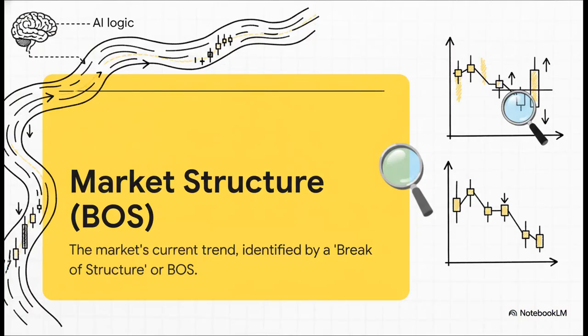First up, it's got to figure out which way the wind is blowing. Is the market going up or down? It does this by looking for what's called a break of structure, or BOS. Basically, if the price smashes past a recent high, the indicator calls it an uptrend. If it breaks below a recent low, that's a downtrend.